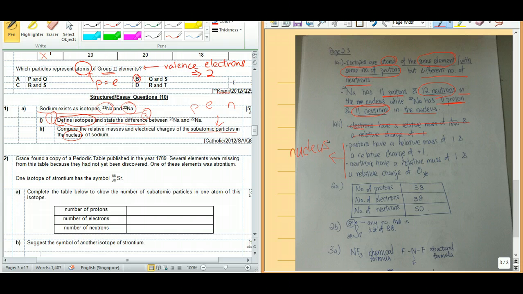And when we talk about comparing, you can see here that we just need to talk about the protons, their relative mass of 1 and a relative charge of +1. While, because they ask us to compare, you must have this keyword, while neutrons have a relative mass of 1 and a relative charge of 0. So you can see the similarity is with the relative mass, but the difference lies in the relative charge.